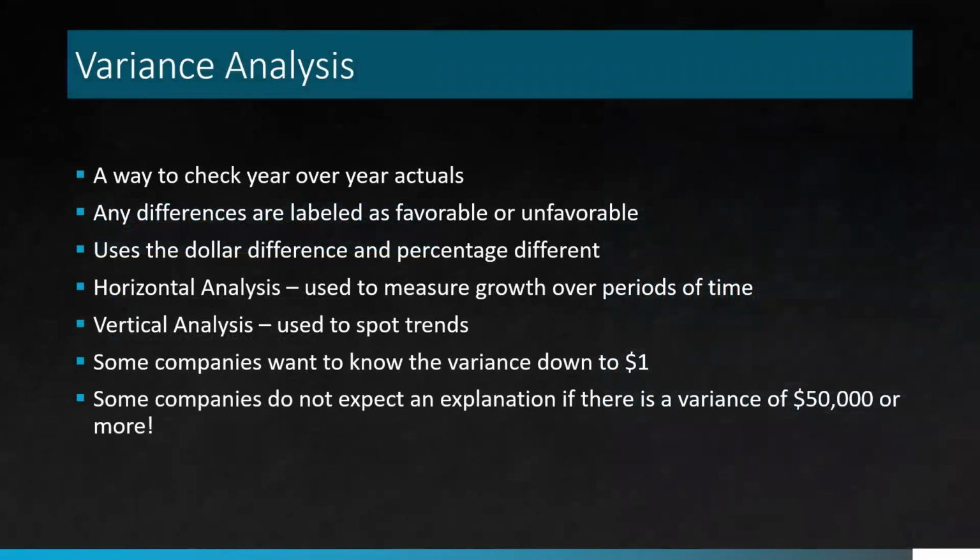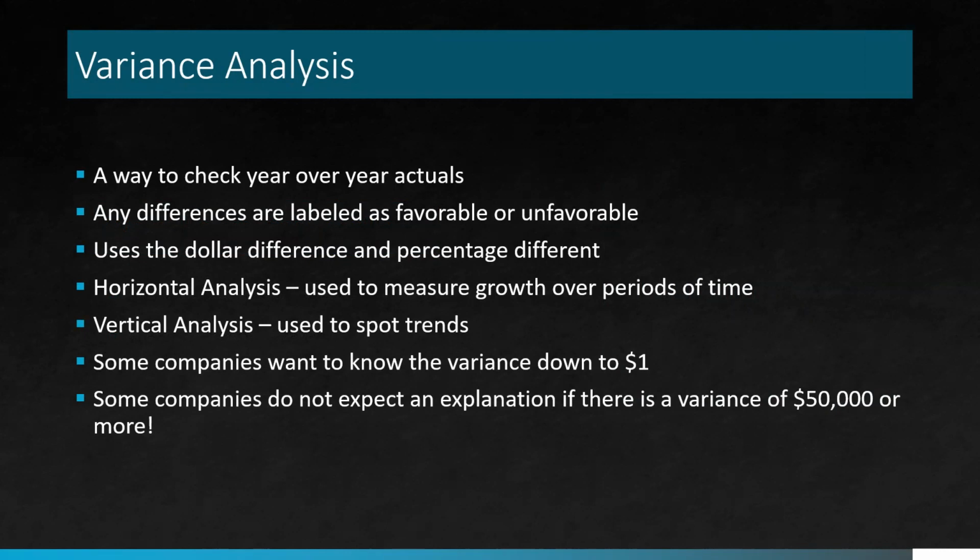So again, variance analysis. When you're conducting a variance analysis with horizontal and vertical analysis, you're typically looking at ways to look at trends that have happened year over year, from your budget versus your actuals, or from year to year, the actual of 2020 to 2019. And as stated in the variance lecture, the differences are labeled as favorable or unfavorable. And you can use the dollar difference and percentage difference. Both companies typically like to see both.